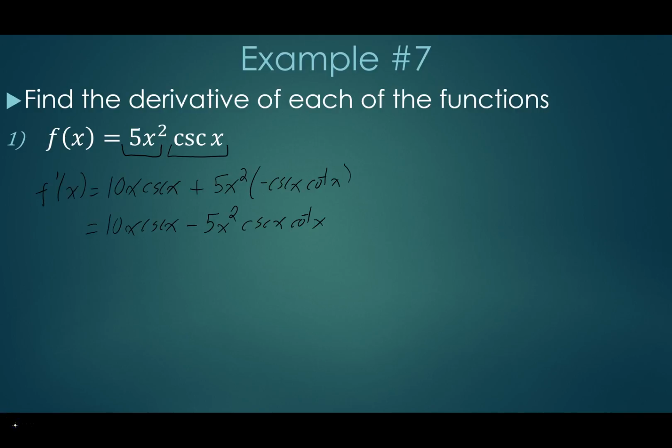Okay, so for this one, your final answer should be 10x cosecant x minus 5x squared cosecant x cotangent x. Again, product rule, derivative of 5x squared is 10x, so 10x times cosecant. And then for the second part, the 5x squared times derivative of cosecant is negative cosecant cotangent. That's how we got that answer.